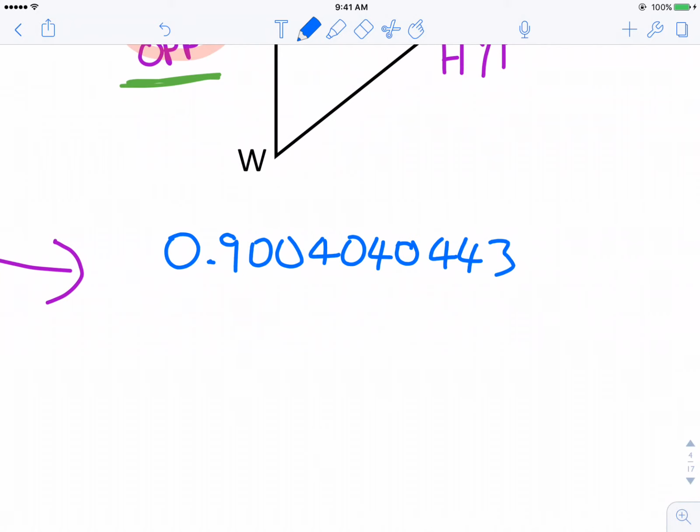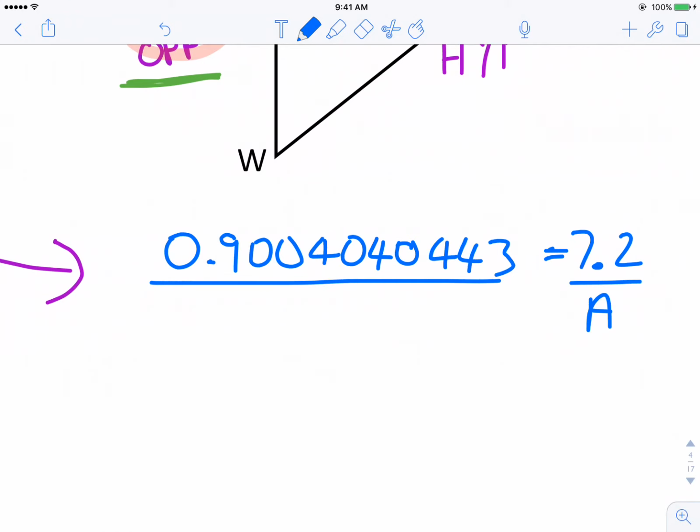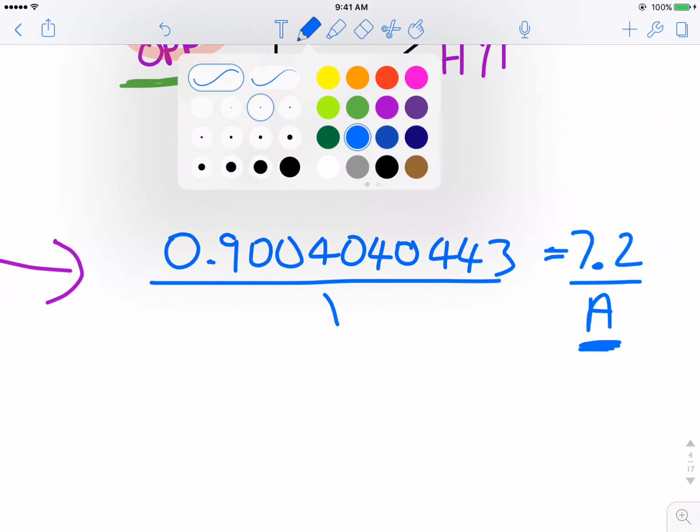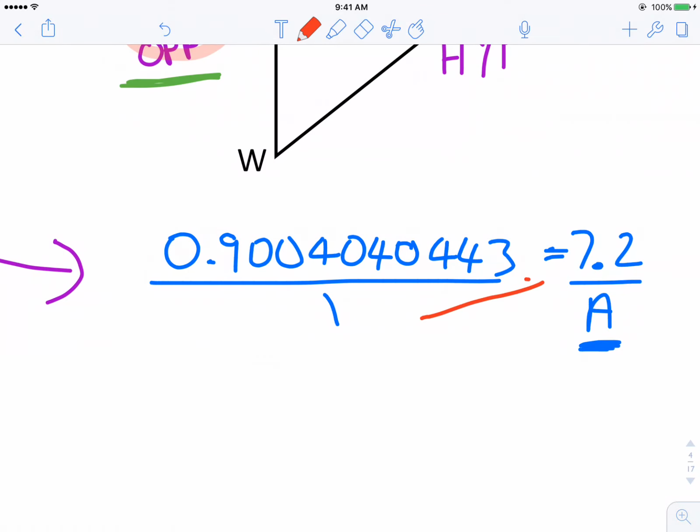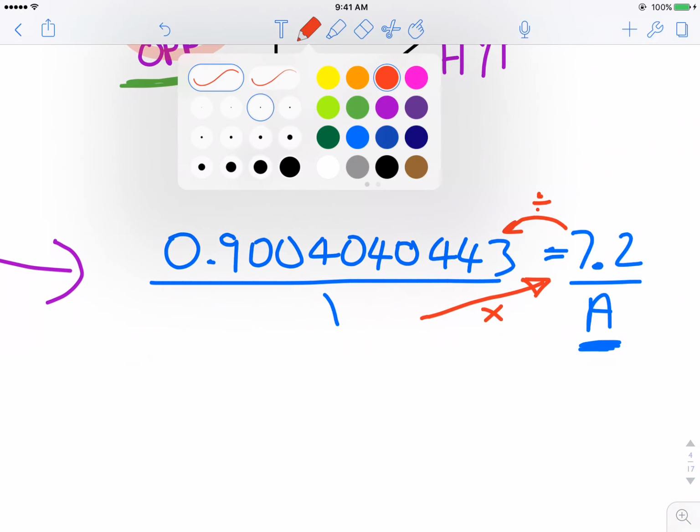You're at 0.90040404443 is equal to 7.2 over A. If I make this a fraction by putting it over 1, I now have two equal fractions. That's called a proportion. I can cross multiply and divide to solve for A. So I'm going to cross multiply 1 times 7.2, and then I'm going to divide by 0.900. So that will look like this.